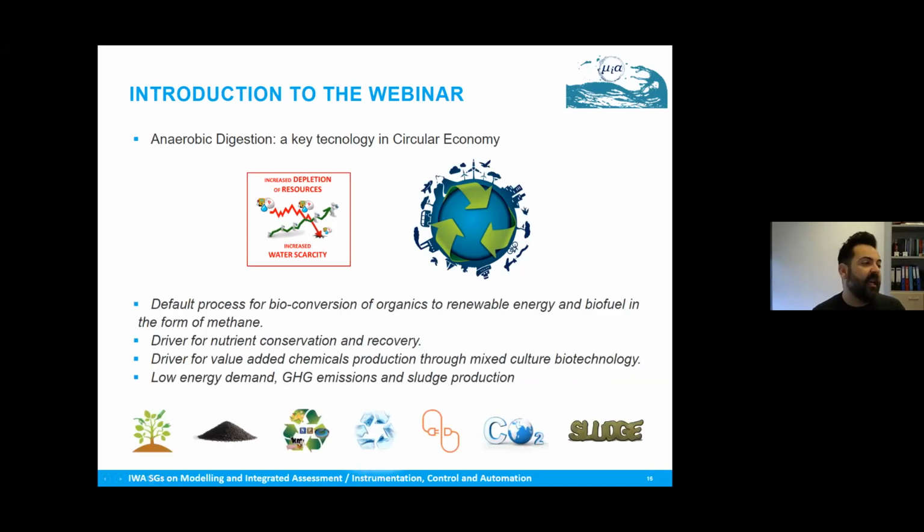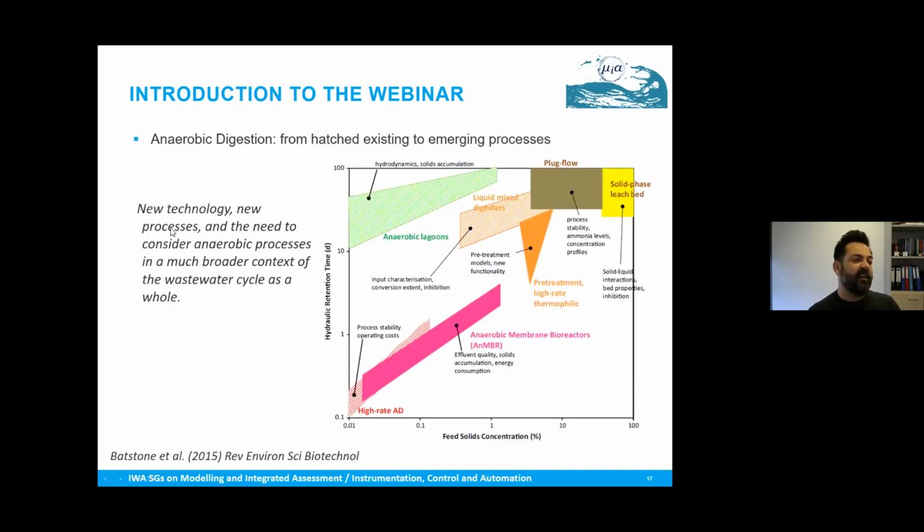Anaerobic digestion has been classically regarded as a default process for bioconversion of organics to renewable energy and biofuel in the form of methane, but it should also be looked at as a driver for other purposes, such as nutrient conservation and recovery, and a driver for value-added chemicals production through mixed culture biotechnology, all while keeping low energy demands, low greenhouse gas emissions, and low sludge production. To widen this applicability, new processes are also being explored and must be modeled and optimized.